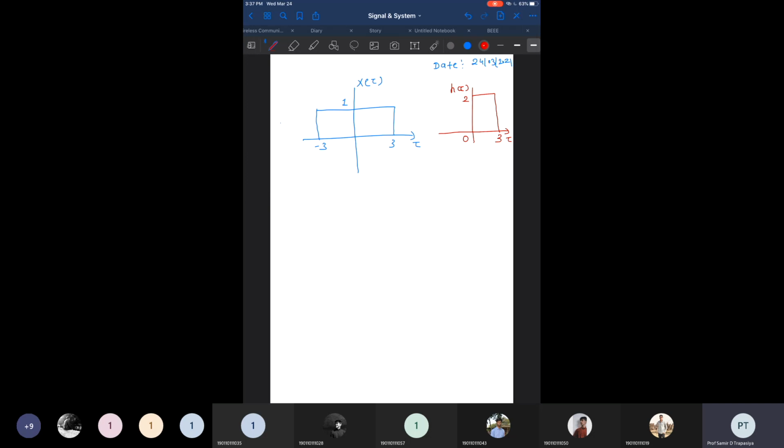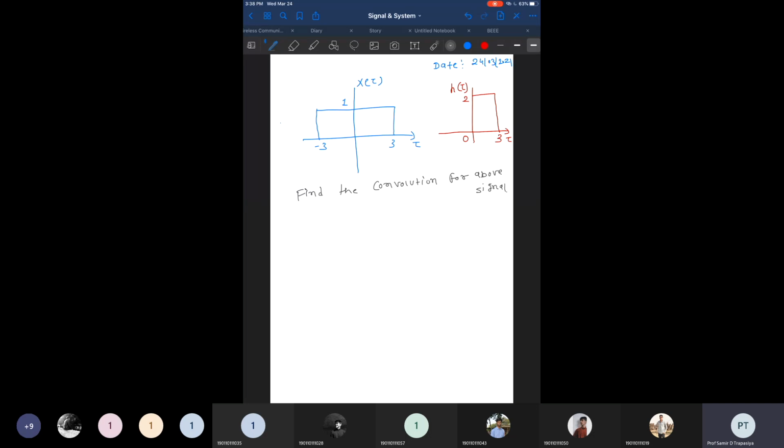So you see here there are two signals. One signal is x of tau, and another signal is h of tau. We need to find the convolution between these two signals. So it is given: find the convolution for the above signal.